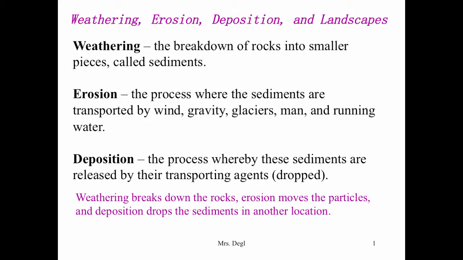Erosion is a process where the sediments are transported or moved to another location by wind, gravity, glaciers, humans, running water, that kind of thing. And deposition is a process where the sediments are released by their transporting agent, which means they're dropped off. Weathering breaks down the rocks, erosion moves the particles, and deposition drops them off in another location.